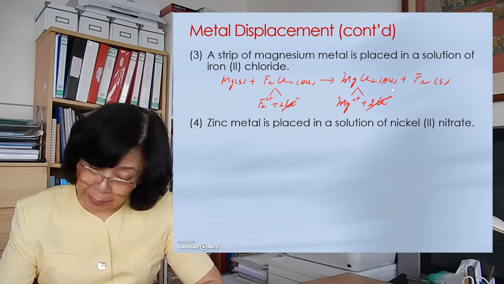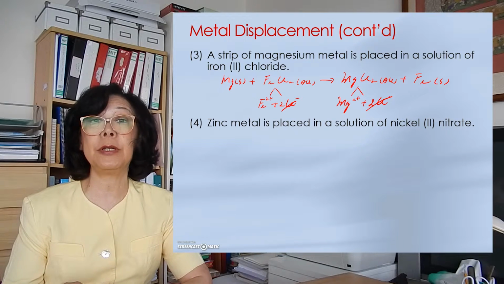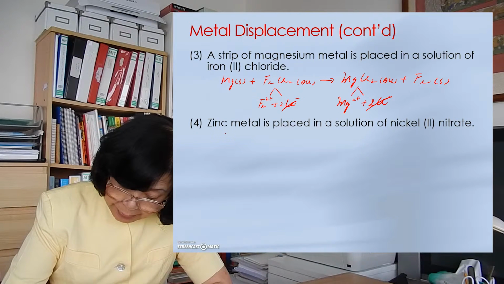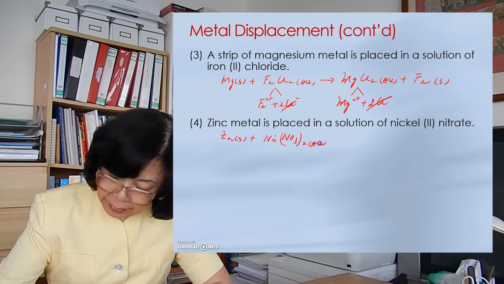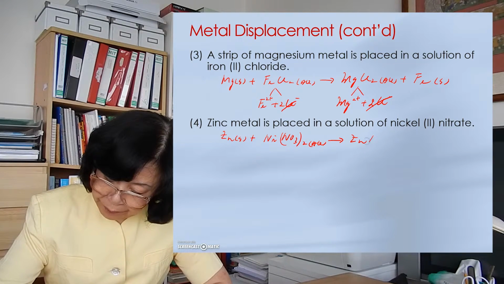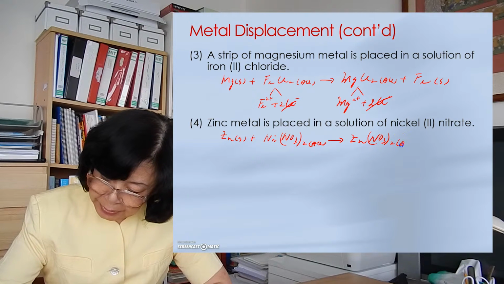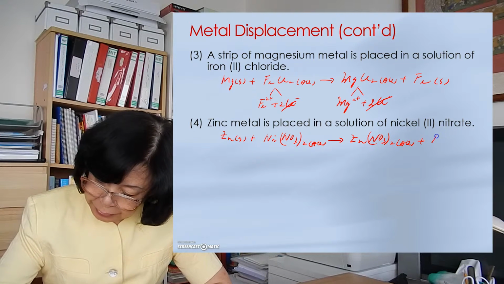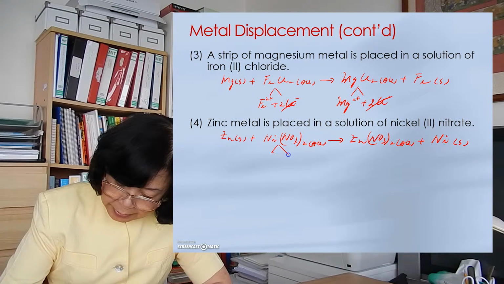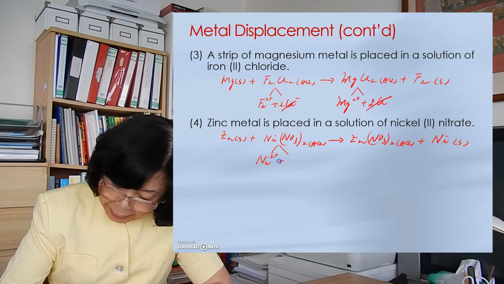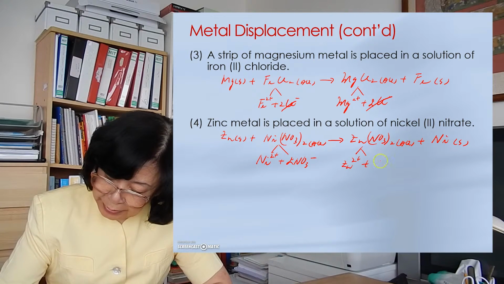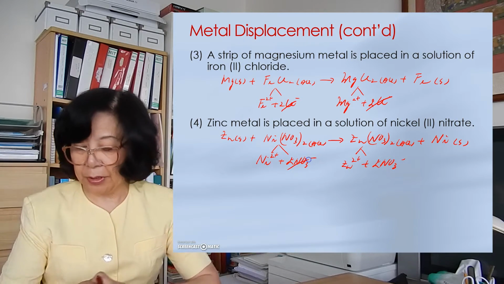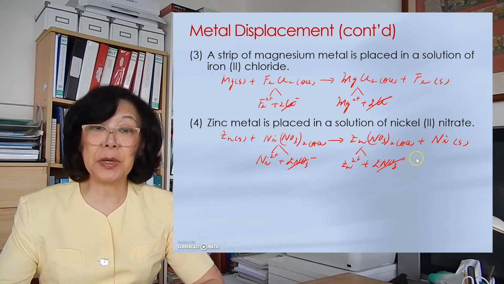The next one deals with zinc metal put into solution of nickel 2 nitrate. So we have zinc metal put into nickel 2 nitrate solution, and then becomes zinc nitrate solution and displaces the nickel out. So again, you can dissociate the nickel nitrate into ions and the zinc nitrate into ions, and you can cancel out the nitrate ion. And now you have what's left as a net ionic equation.